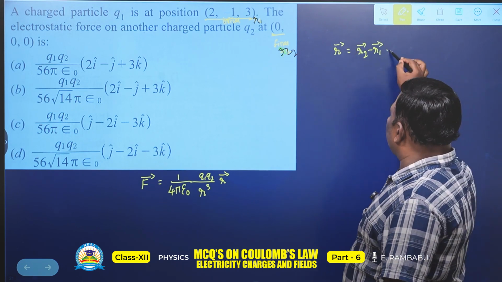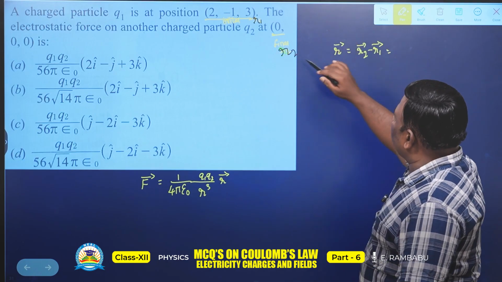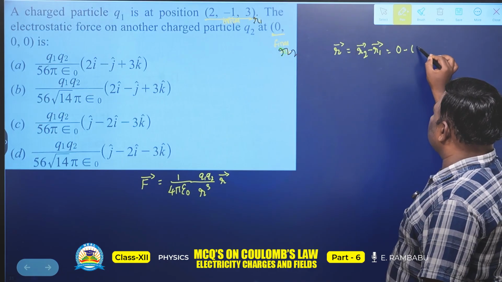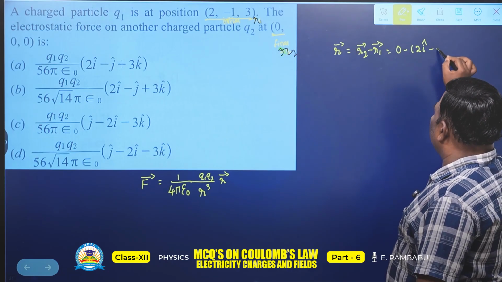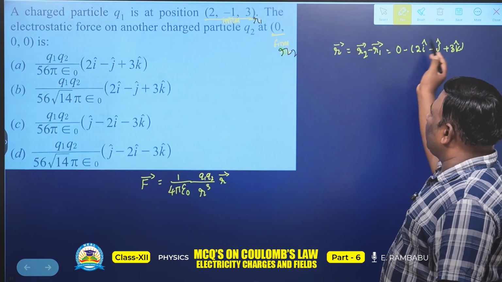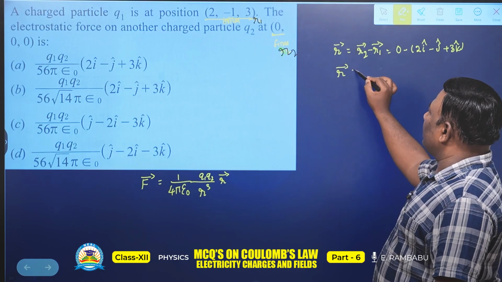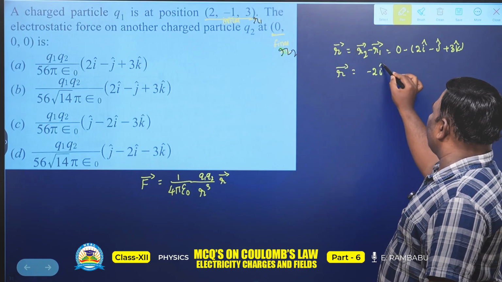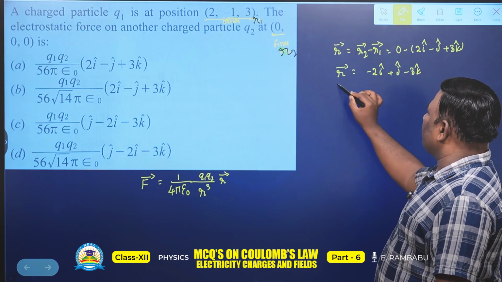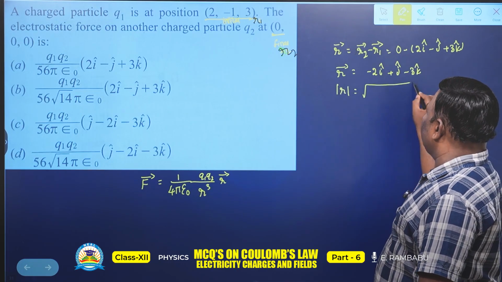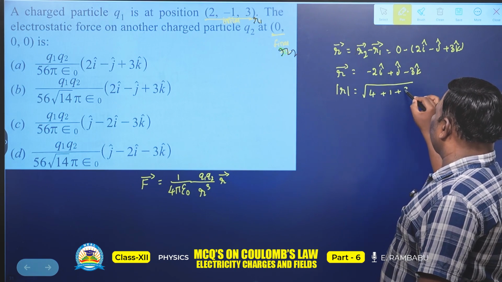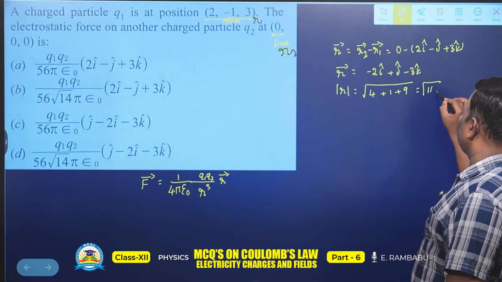Here R2 bar is nothing but 0 I cap, 0 J cap. R1 bar is 2 I cap plus J cap minus 3 K cap. So finally the distance can be taken as minus 2 I cap minus J cap plus 3 K cap. From this, the magnitude of the vector can be taken: root of 2 square 4, root of 1 square 1, root of 3 square 9, finally it is root 14.